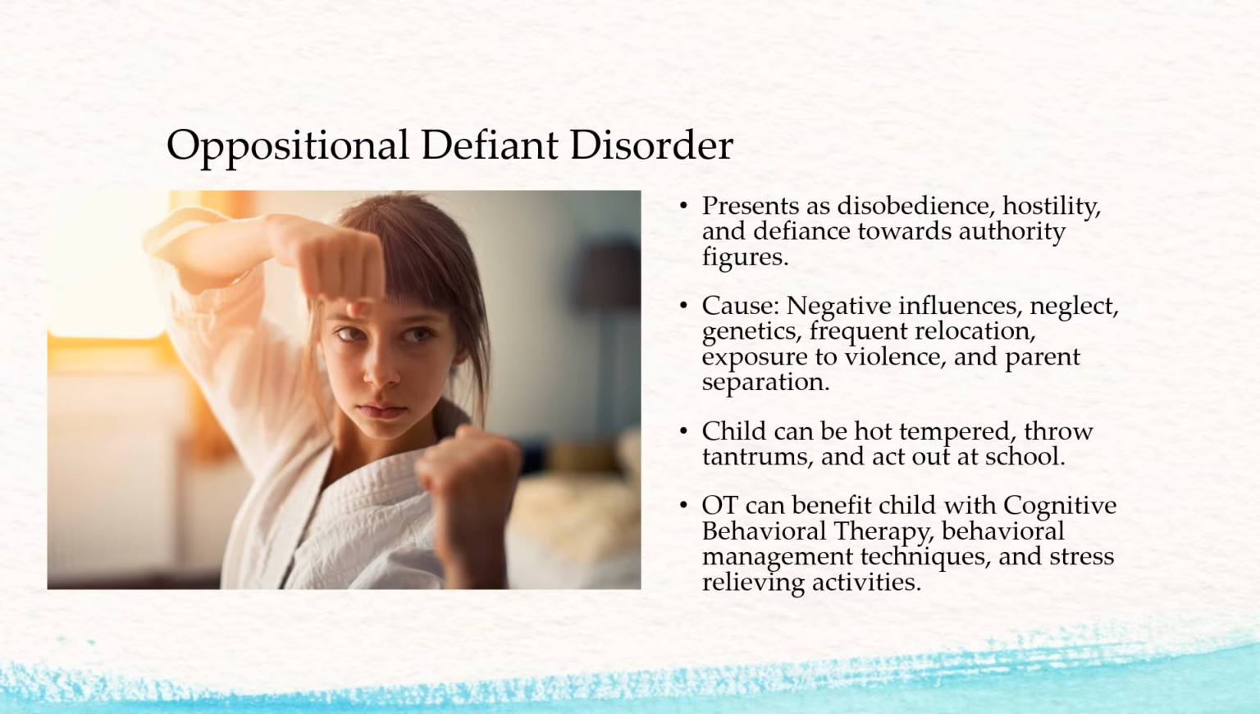Characteristics of oppositional defiant behavior include being disobedient, hostile, and even defiant towards authority figures. This behavior is more than just normal childhood misbehavior and must be persistent for at least 6 months. Causes that lead to ODD are influences such as parents with substance abuse disorders, neglect, genetics, frequent moving or relocating from schools, peer rejection, exposure to violence, and even parents who are separated.